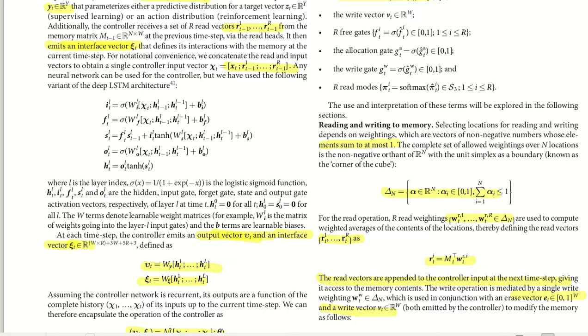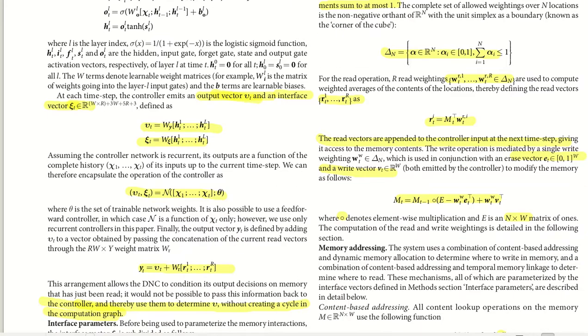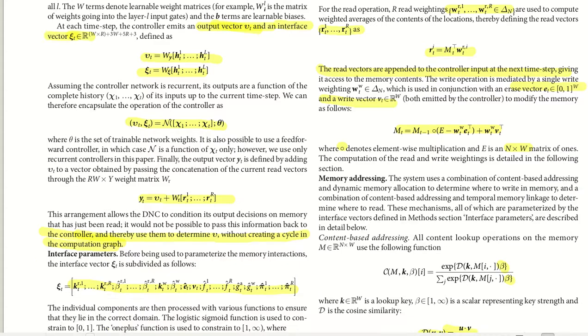So a little bit more. We can see that these are both dependent on the internal hidden states of the network, and it depends on the input of the network. So the output vector is summed with the read vectors.